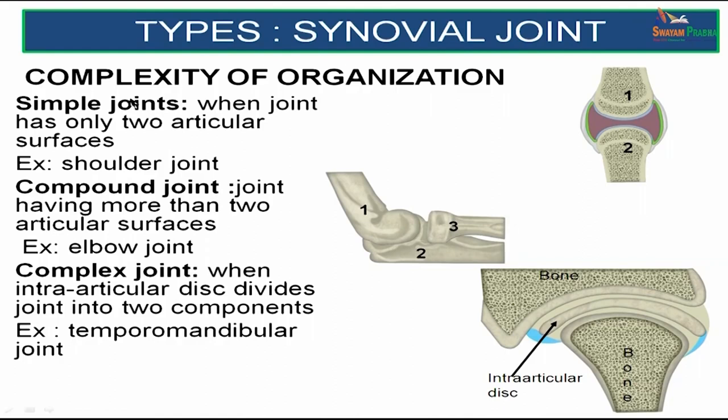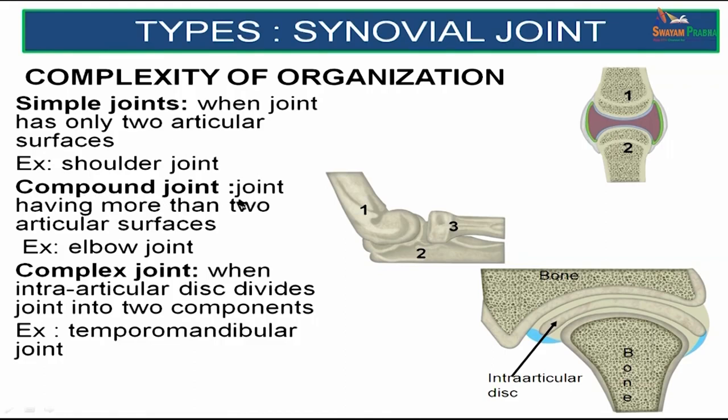Simple joints are those when the joint has only two articular surfaces. So, if we look at this picture of a joint, there are two articular surfaces. This is a simple synovial joint. Example, shoulder joint.